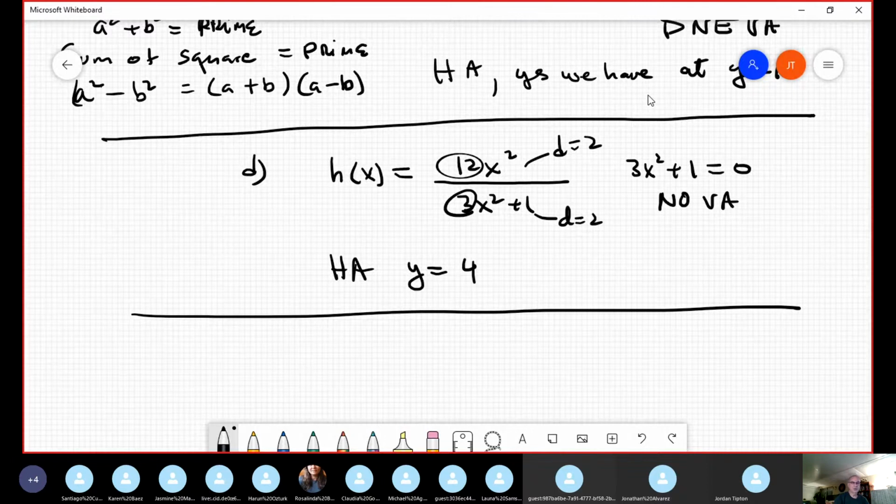Remember, I repeat one more time. When the degree of the polynomials is the same, yes, we have a horizontal asymptote. Take the ratio of the leading coefficients in the top and the bottom. When the degree at the bottom is bigger, we also have one, but at 0, always.